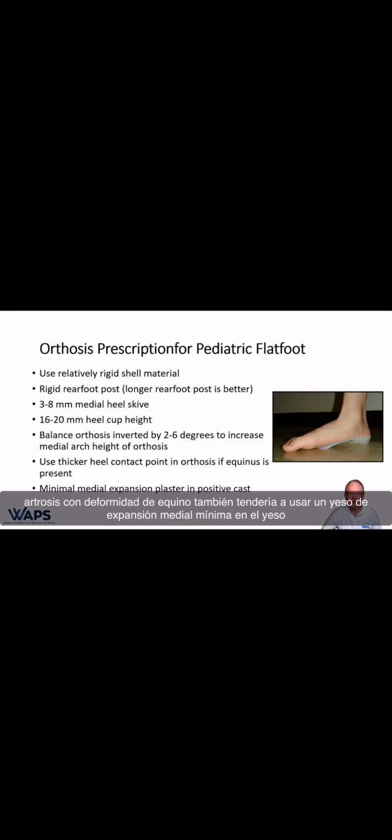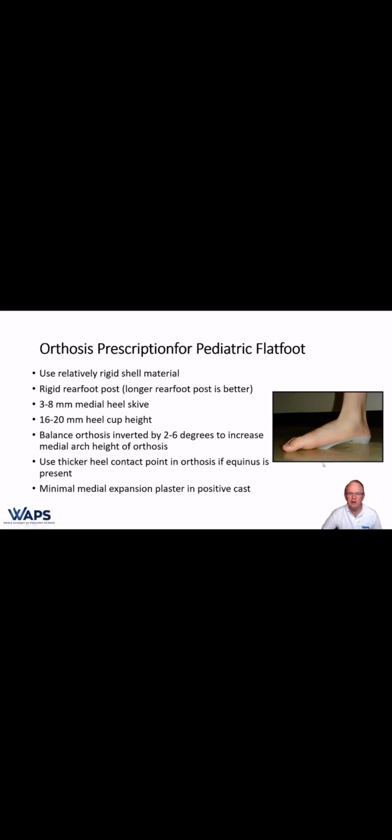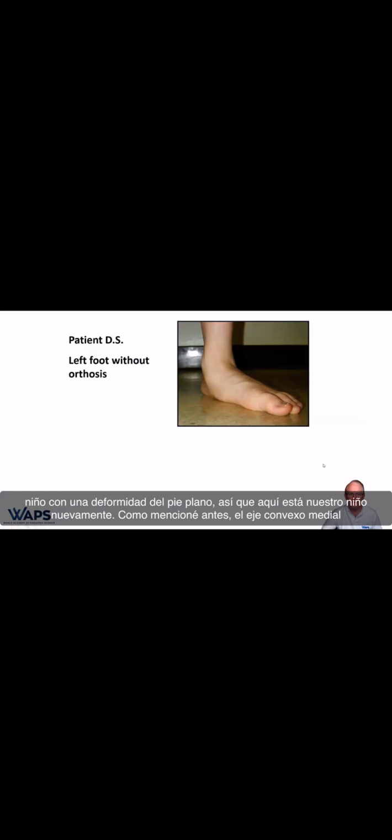I also will tend to use a minimal medial expansion plaster in the positive cast. In essence, this increases the arch height. Higher amounts of medial expansion plaster will tend to lower the arch height, but in children's flat feet, I will tend to use minimal medial expansion plaster so I can get a nice amount of force underneath the medial arch of the child with a flat foot deformity.